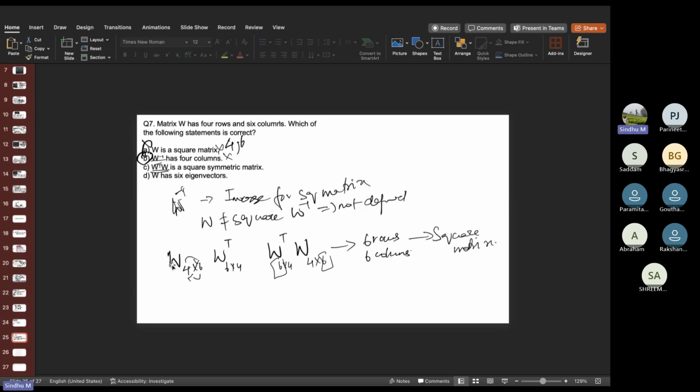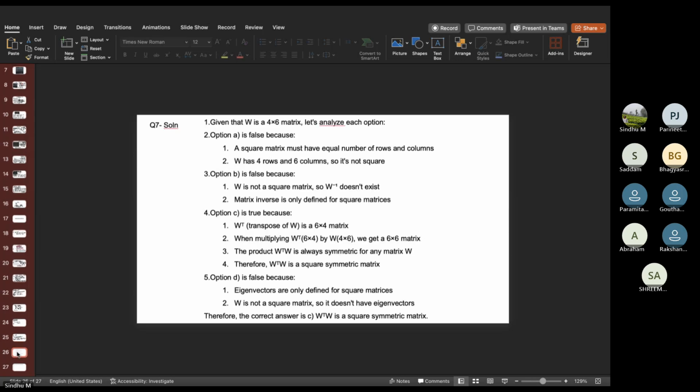So this is option C. W transpose W is, as we can see here, a square matrix. And when you multiply a matrix and its transpose, we always get a symmetric matrix. So it's a square symmetric matrix. Option C is correct.